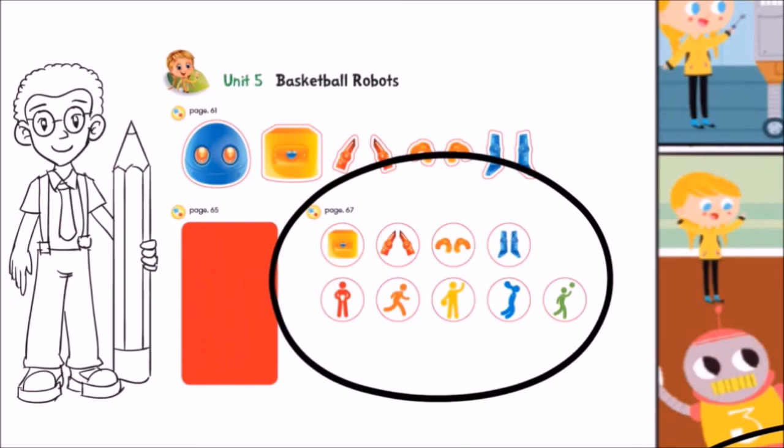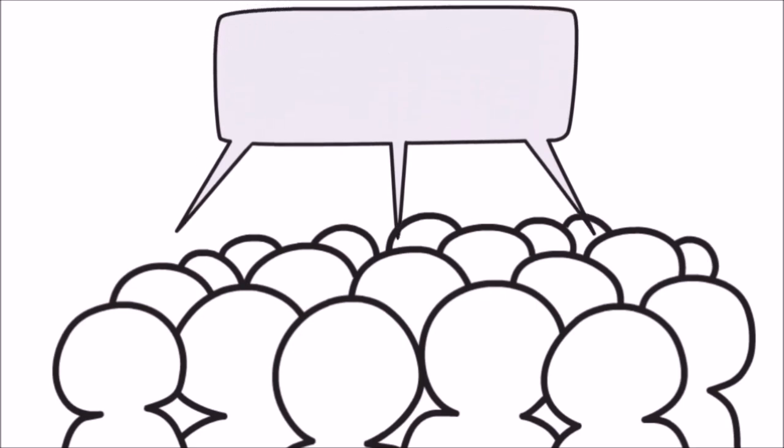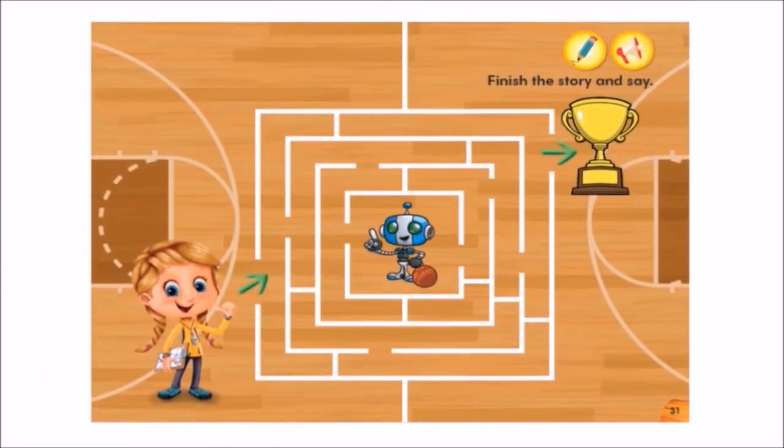So you really allow them to customize this and have a sense of something they've done themselves, a sense of accomplishment and a form of creativity. So to wrap up this section, after all the students have added different stickers to frame 1 and frame 3, let students take a turn saying the words. So the student can say blue and hey, number 5. Answers will vary depending on the different stickers students have added. Then move on to page 31 of the activity book and have them complete this.